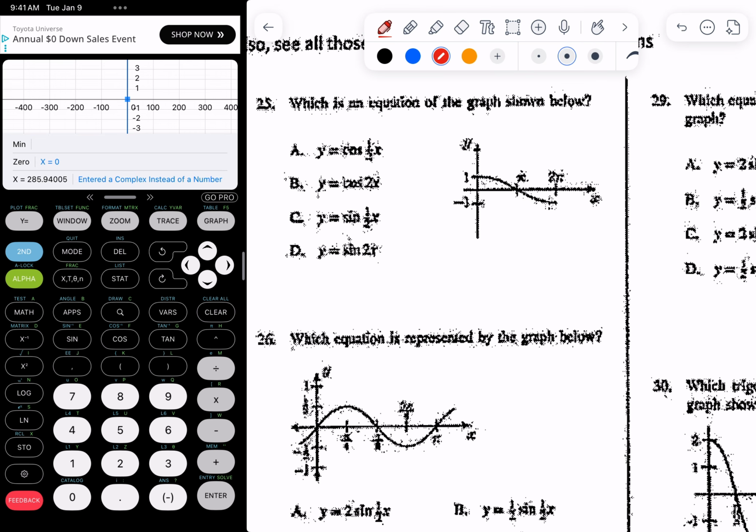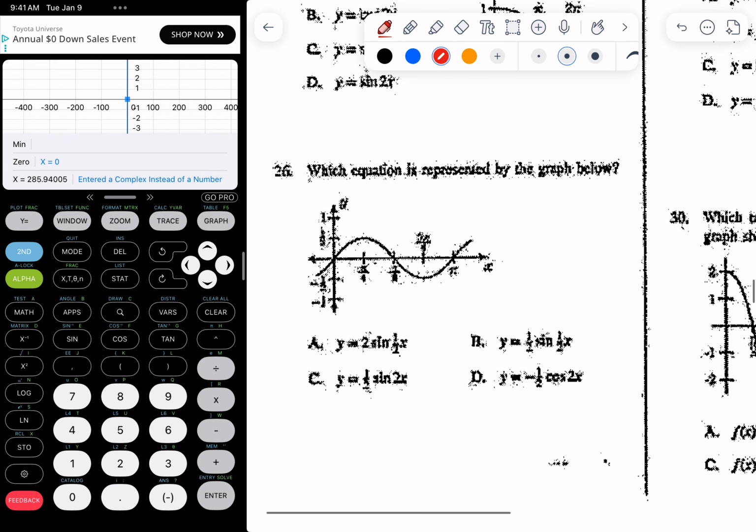And then sine is the same thing, except sine would start here. Sine x would be like that. Sine 2x would be 2 full things before the 2 pi. And sine half x would be like this, because it would go on to double. Okay, so this is cosine half of x.